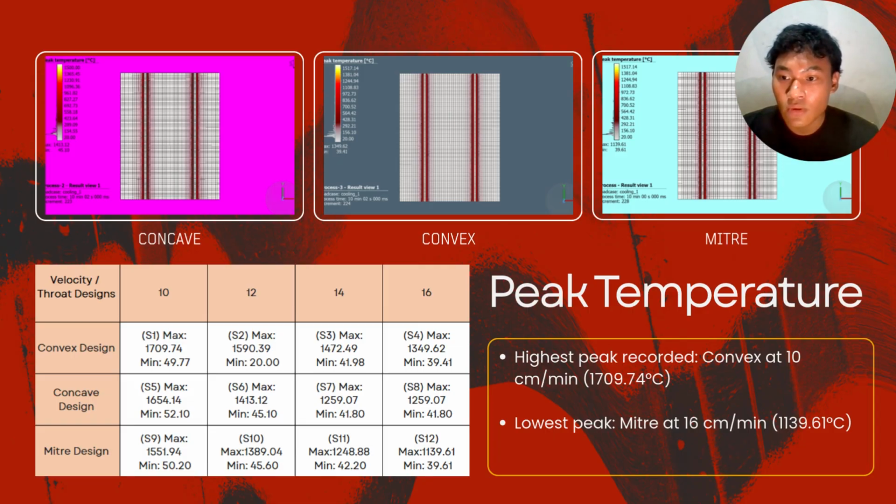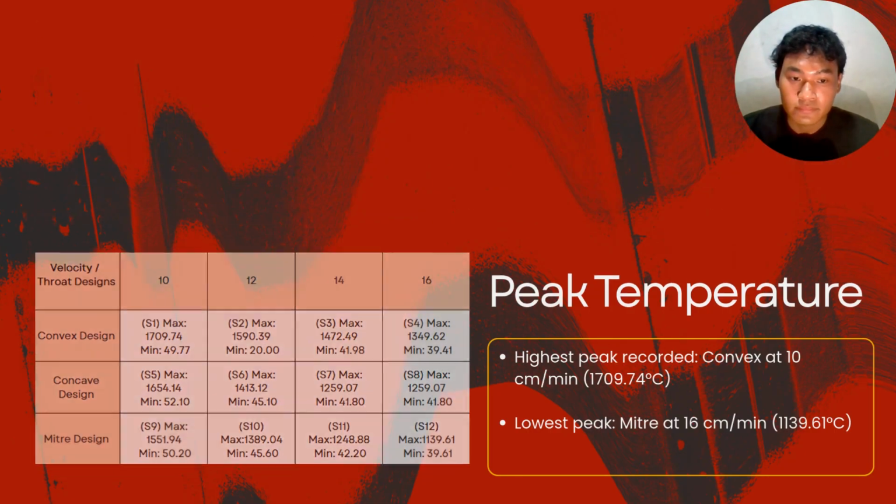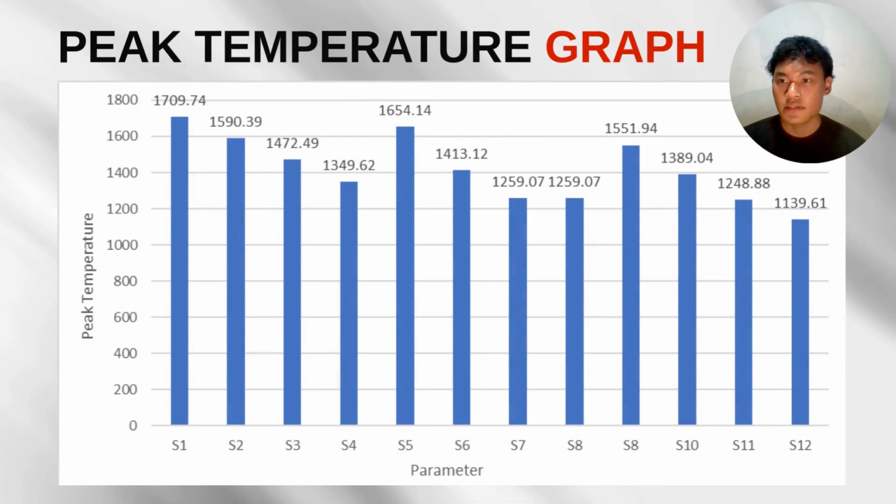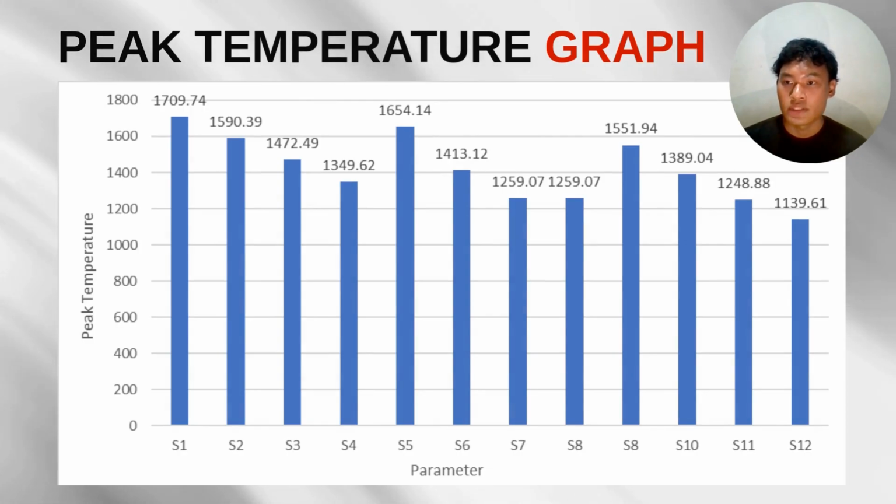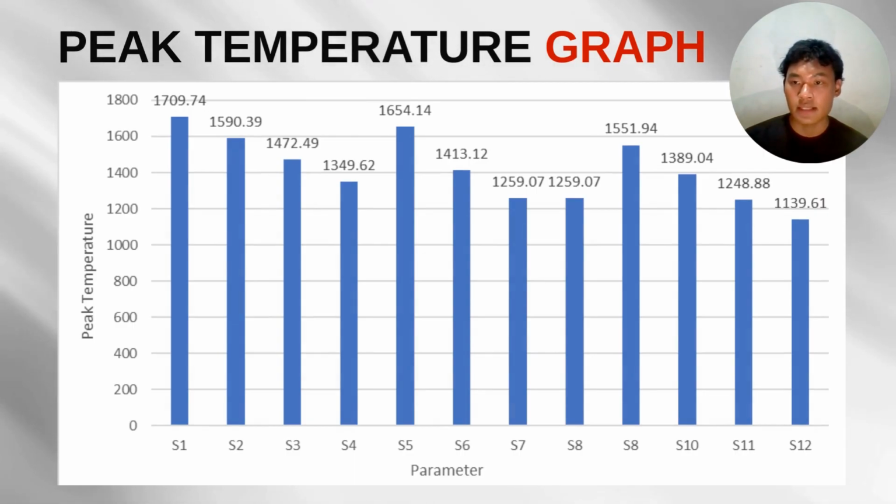at 1139.61 Celsius. Slower velocity clearly led to a broader and more intense heat disruption, while the mitre design combined with the highest speed proved to be the coolest configuration. As you can see from the graph, the convex design at 10 cm per minute, which is S1, reached the highest peak temperature in the entire study.